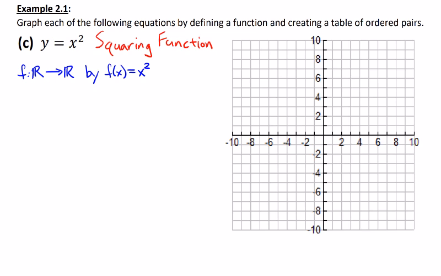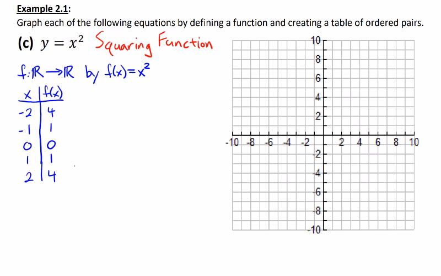So let's make our table. x for the first column, f of x for the second. We should still use -2, -1, 0, 1, and 2 as our x values. When we square them, we will get 4, 1, 0, 1, and 4. That's one of the features of a squaring function: you always end up with a positive answer, even if you started with a negative value.